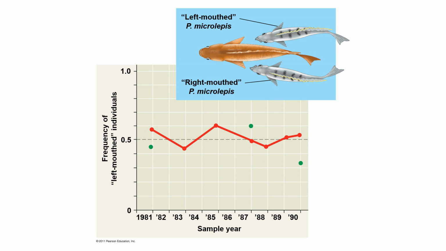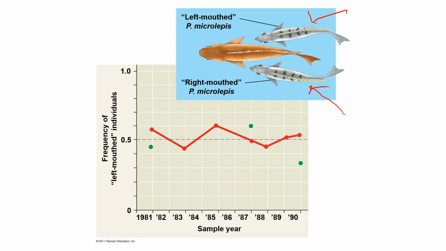Looking at frequency-dependent selection. So here, the traits that are favored will change over time depending on the frequency of the individuals in the population. So here you have these fish that feed on the scales of much larger fish species. And over time you'll see that on the y-axis, the frequency of the left-mouth individuals in the population changes from year to year.